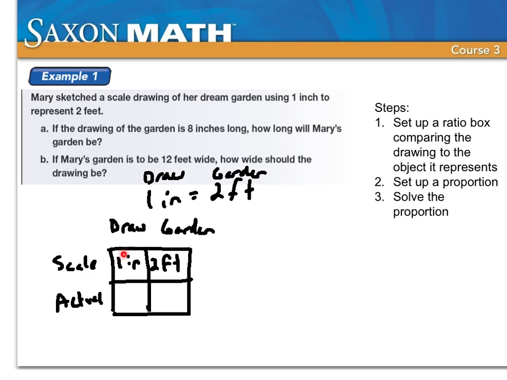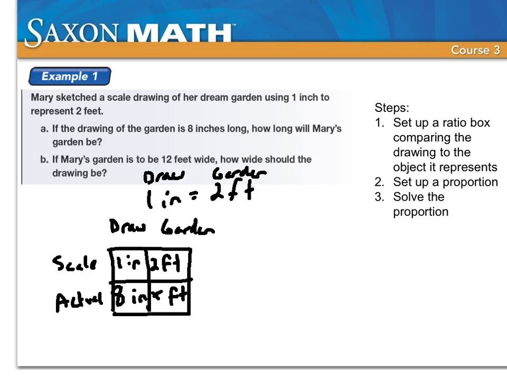Now, our drawing labels need to be the same, and our garden labels need to be the same. So we need to have feet here and inches here. We know that the drawing of the garden is 8 inches long, so the drawing's actual length is going to be 8 inches. Then we want to know how long Mary's garden will be. Since 1 inch represents 2 feet, our garden we're going to measure in feet, and we want to know how long that is.